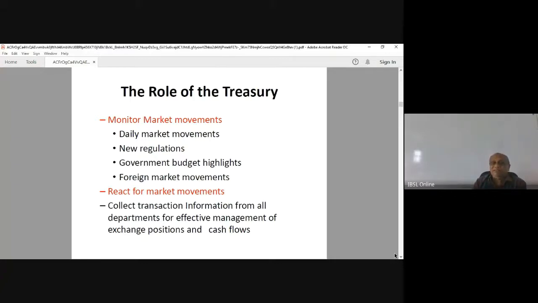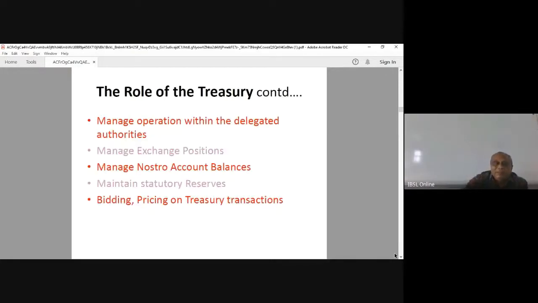Collect transaction information from all departments for effective management of exchange positions and cash flows, right? Manage operations within the delegated authorities, then manage exchange positions, manage nostro account balances. Another very important thing, manage nostro account balances.